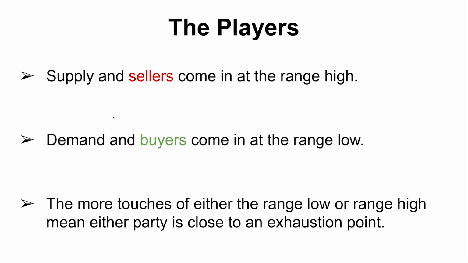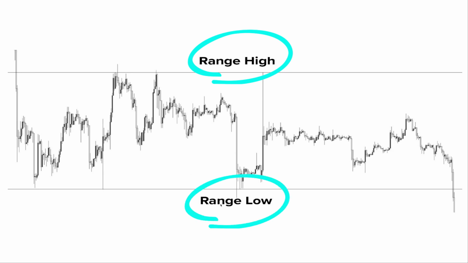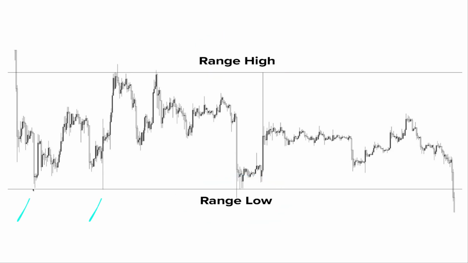So let's take a look at what I mean by this. Here we have a simple chart, and we can see that we have a range high and a range low. Now, if you remember, we have buyers in our demand zone at a range low, and we have sellers in our supply zone at a range high. These horizontals on the top of the range and on the bottom of the range are going to define our area where price is ping-ponging back and forth between the buyers and the sellers.